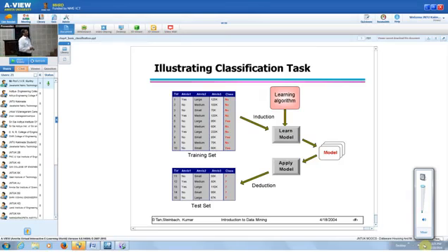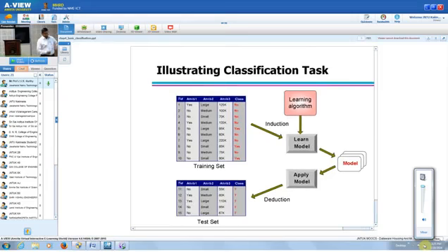So, we are just illustrating with a classroom example. Your data is being segregated as a training set and a test set. Of course, he has not given the attribute names. He said attribute 1, 2, 3 only. Three attributes are taken, and the class label.